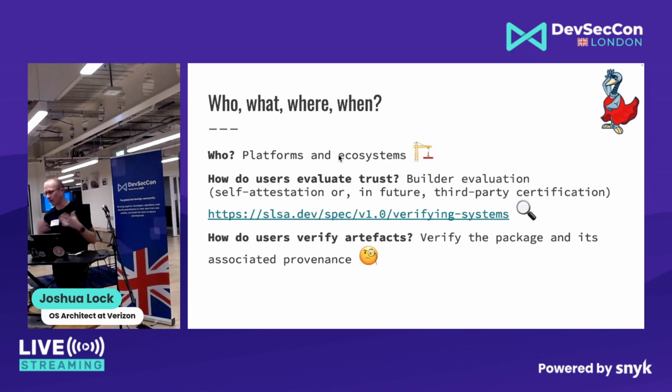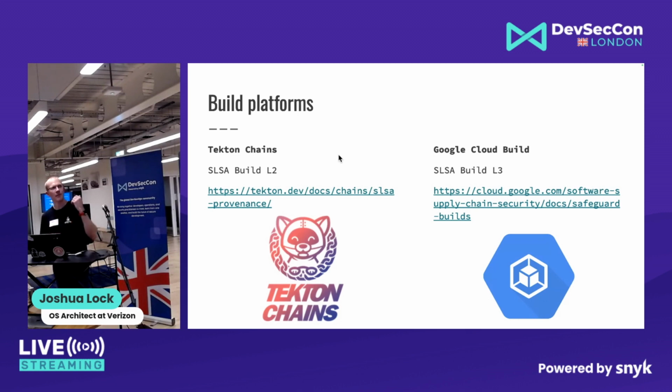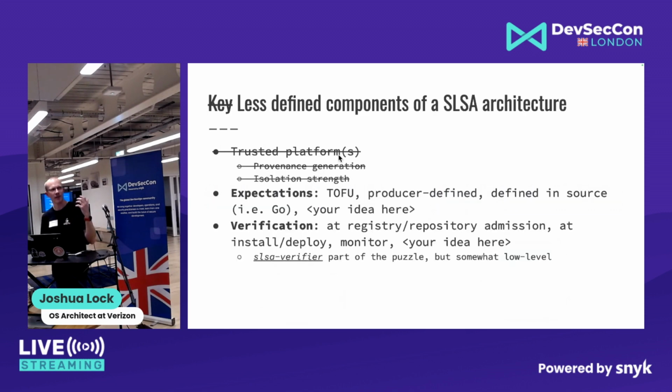So one of the reasons I wanted to come to this meetup and talk about SLSA is because you implement it in the platforms, and at the platform level, a lot of folks, DevSecOps folks, are operating and building platforms. But you don't have to start from scratch. You can build on these trusted build tools. Tekton Chains and Google Cloud Build both have support for generating SLSA provenance in the build platform. So we have a trusted platform we can use.